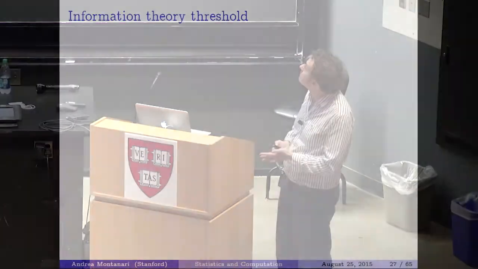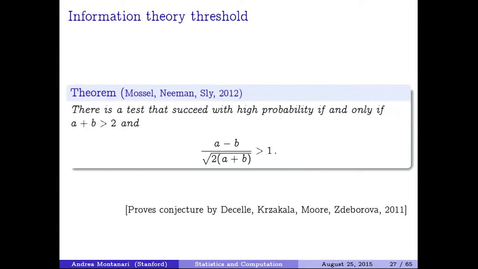All right. Okay, so the first question is, what is the information theoretic threshold? That is, under which condition on a, b, and n you can distinguish. What we want is to distinguish between these two distributions with high probability, that is, to have a test that fails with probability going to 0. And this question was settled by Mossel, Neeman, Sly, and Alice Lai a couple of years ago, and they proved that there exists a test that succeeds with high probability if and only if this ratio, a minus b over square root of 2(a plus b), is bigger than 1.